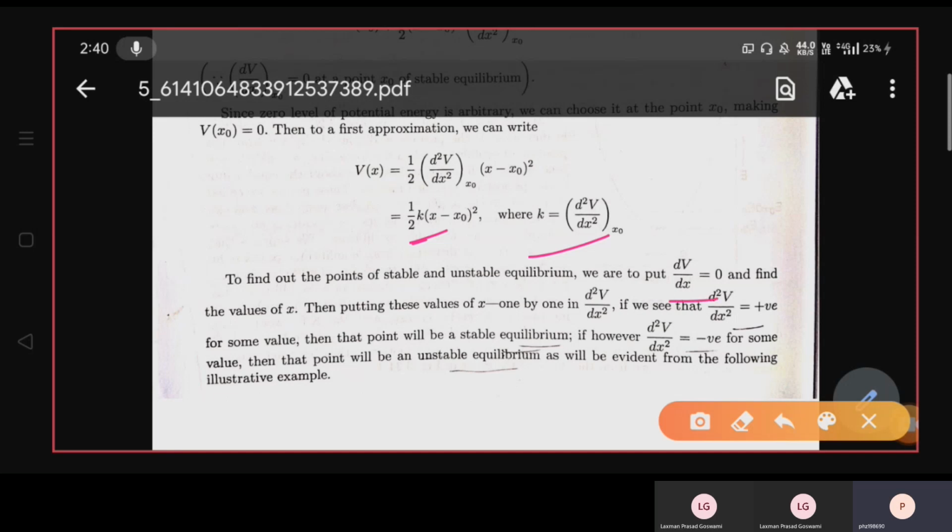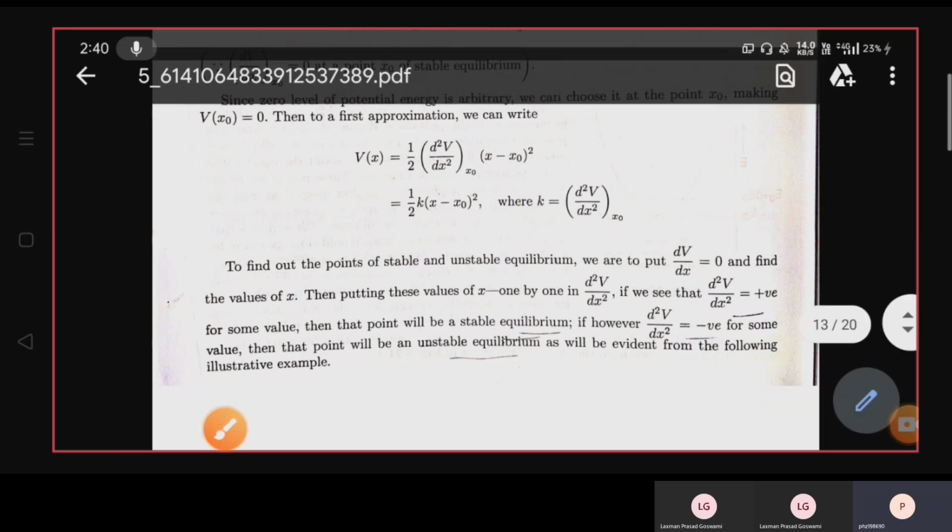So to find any points of stable or unstable equilibrium, what do we have to find first? We have to put dV/dx equals 0, then find the values of x, then put these values of x one by one in d2V/dx2. If d2V/dx2 is positive, then that is a stable equilibrium point. If d2V/dx2 is negative, then that will be an unstable equilibrium point.